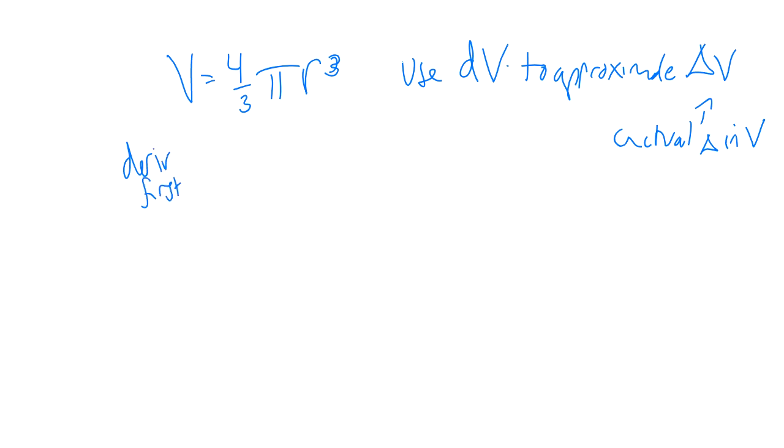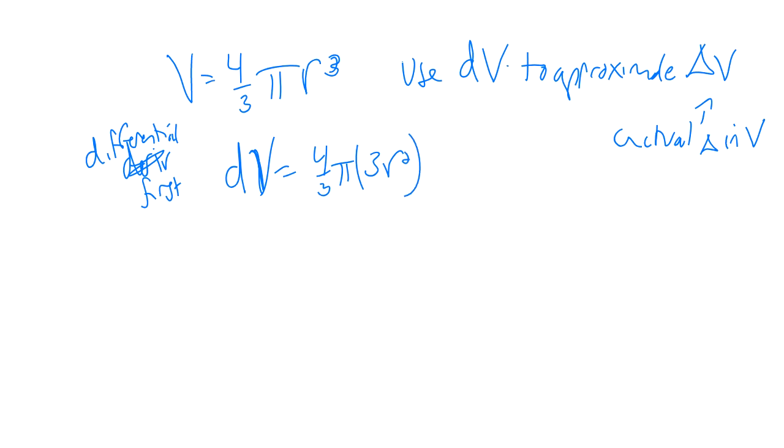And that's going to be the differential. We find the differential, which is essentially the derivative. The dV is going to be 4/3 pi times 3r squared dr. And so when I work that out, the 3's cancel, so I end up with 4 pi r squared dr.